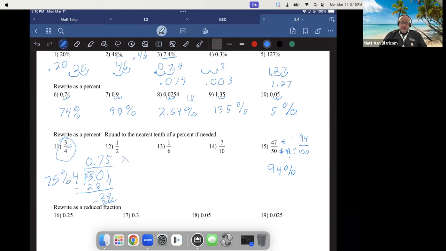Now, some of these I can see what they are. Like this one here, I can see that, oh, well, just multiply top and bottom by 10, and I've got 70%. Here, half is the same as 5/10, or 50%.